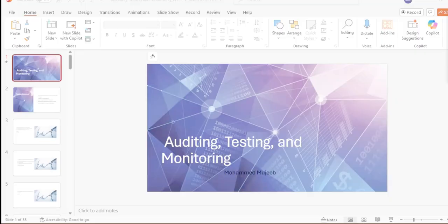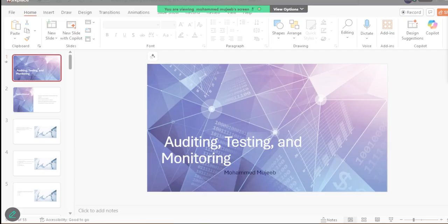Can you see my screen? Yes. Which screen are you seeing? Are you seeing the tree or the auditing, testing, and monitoring? Perfect.